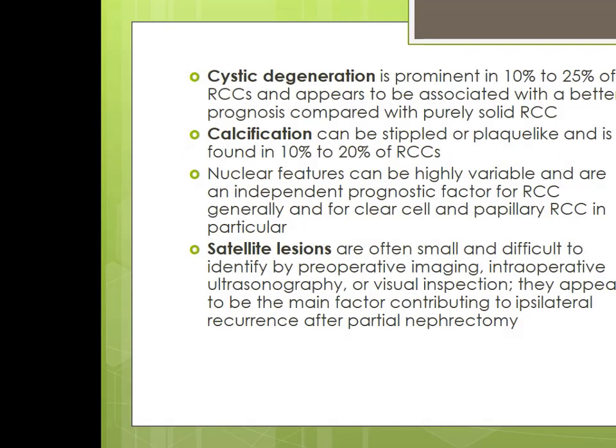These are some of the characteristics which we see on histopathology in RCC. Cystic degeneration is prominent in 10 to 25% of the RCC, and it has a better prognosis as compared with purely solid RCC. Calcification can be stippled or plaque-like and is found in 10 to 20% of the RCC. The nuclear features can be highly variable and are an independent prognostic factor for RCC generally and for clear cell and papillary RCC in particular. Now the satellite lesions are very important.